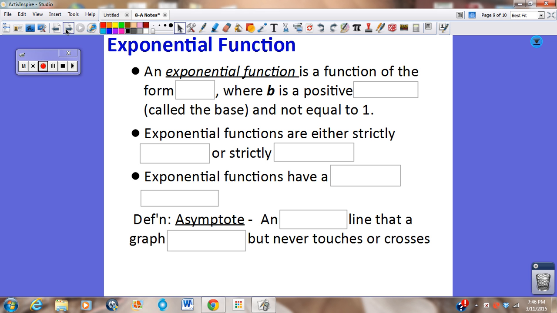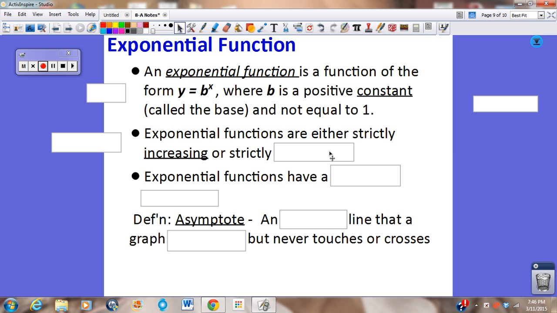And then here, just going over information about exponential functions. So I'm just going to walk you through it and just uncover these. An exponential function is a function of the form y equals b raised to the x power, where b is a positive constant called the base, and it's not equal to 1. Your exponential functions are always strictly increasing or strictly decreasing. You're going to see more of that later.